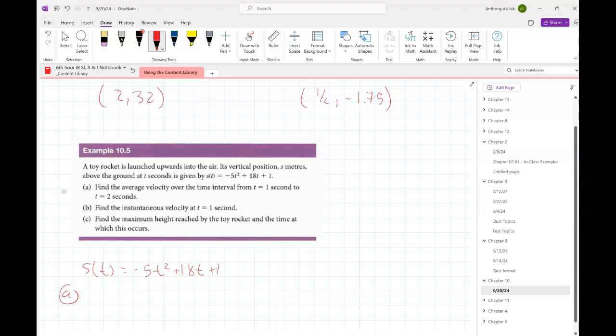Okay, so when I read this, s of t gives me something in meters. Velocity is going to be in meters per second, which means velocity is the derivative because it's a rate of position. But I don't have velocity, I have average velocity. So if it wanted instantaneous velocity at a given t, or just the velocity of the equation, that's a derivative. If it says average velocity, that's just a slope. So when you hear average of a rate, that is just a slope.